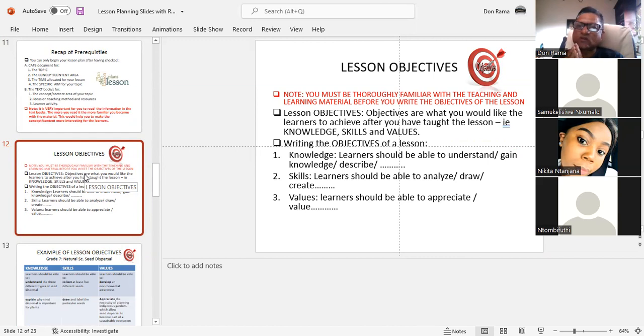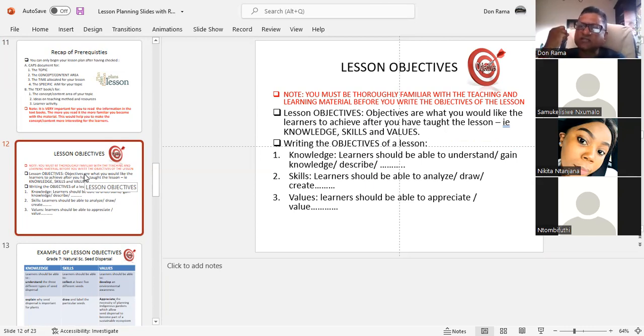And that is why I always tell all my students, before you teach a lesson or before you prepare a lesson, know what exactly you are going to be teaching, read it in the textbook, do it as if you are learning for an exam, and then it makes it easy for you to write. So what are these things that we call objectives? Objectives are what you would like the learners to achieve after you have taught the lesson, right?